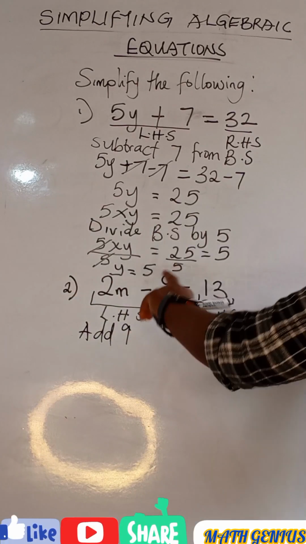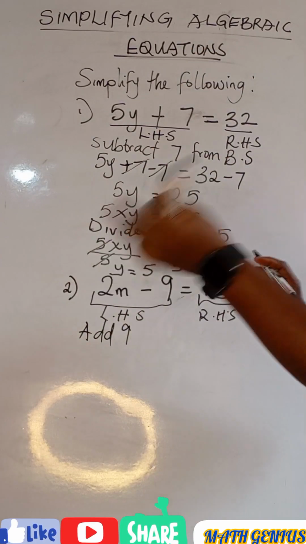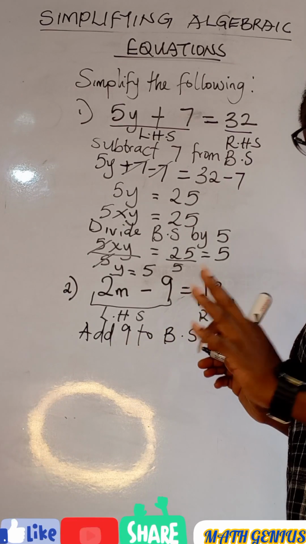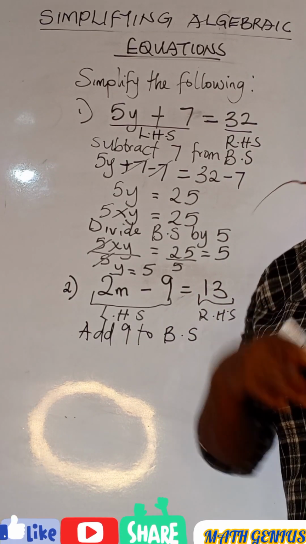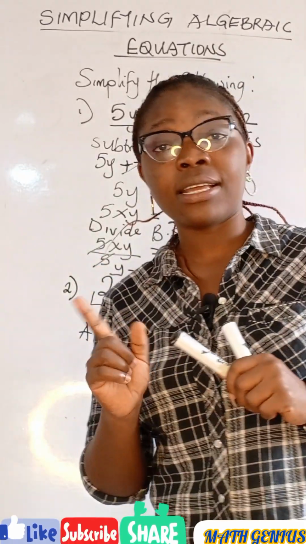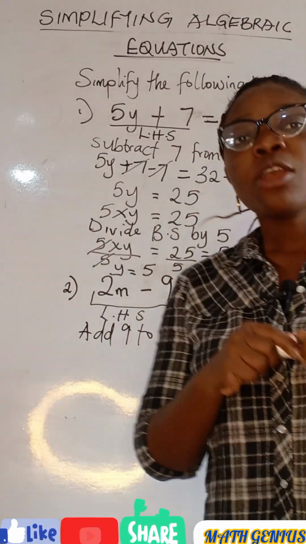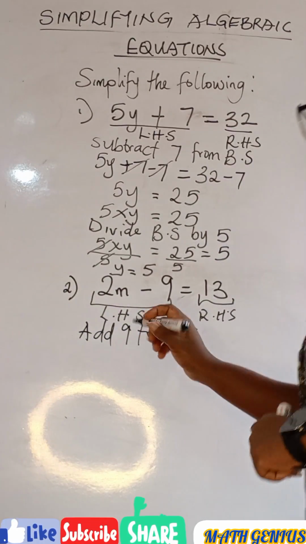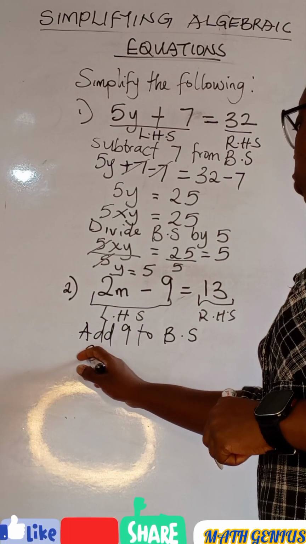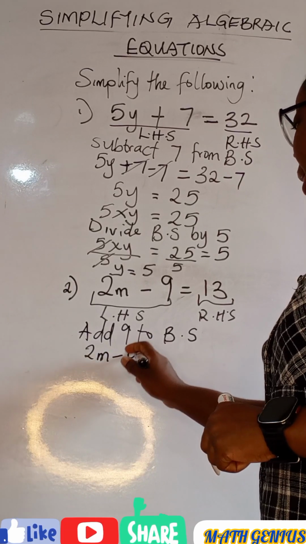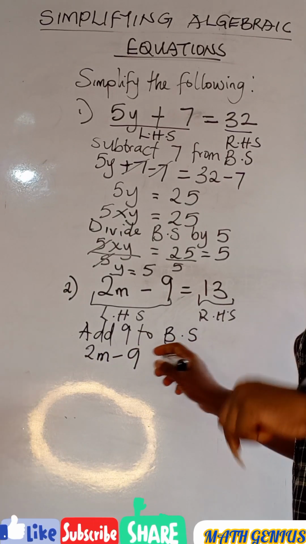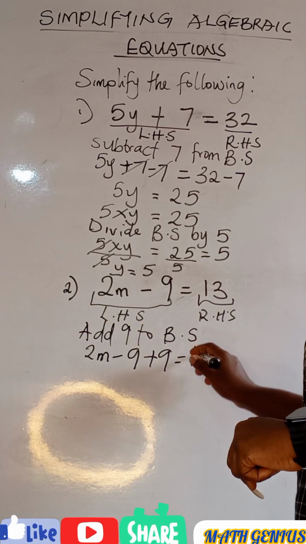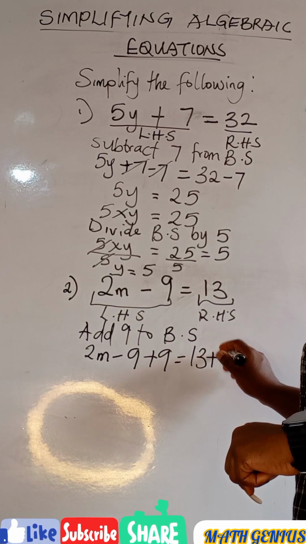We have to add 9 to the negative 9 so that we can remove it. So add 9 to both sides. Yes, whatever you do to the left hand side must affect the right hand side. I've said that before. I'm repeating it now. Whatever you do to the left hand side, you must do it to the right hand side. So on the left hand side, we have 2m minus 9, and we are adding, so you put plus 9. Then you go to the right hand side, 13 plus 9.